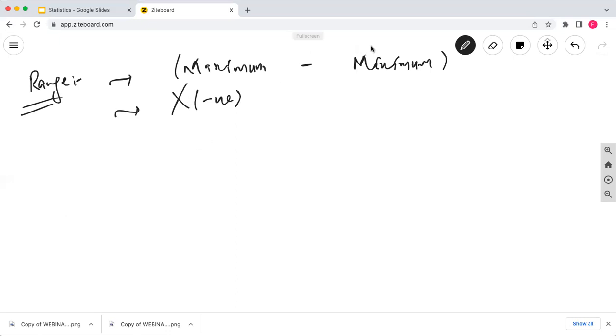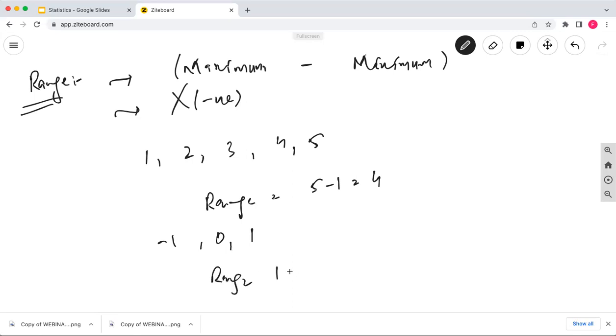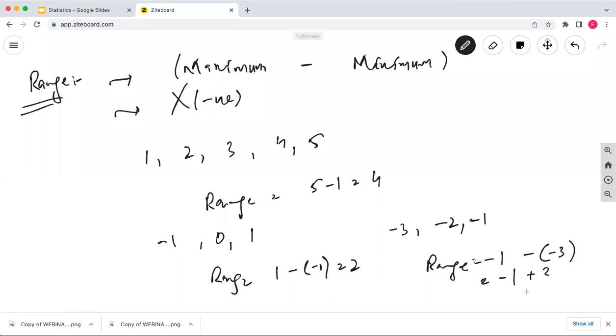For example, if we have 1, 2, 3, 4, and 5, range will be just 5 minus 1, which is 4. And if we have minus 1, 0, 1, again range will be 1 minus minus 1, which is 2. And if you have minus 2, minus 1, minus 3, so what will be the range? Range will be minus 1 minus minus 3, which is minus 1 plus 3, which is 2, right? So just remember, range can never be negative, right?